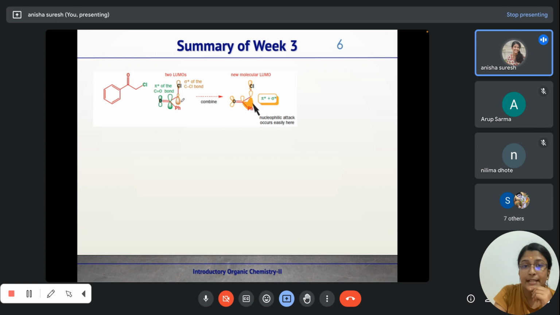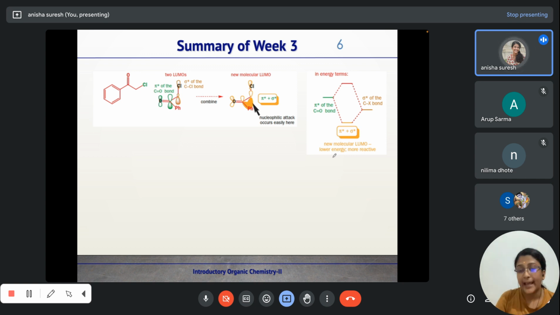This sigma star and this pi star are in the same phase, so they can combine. This will be the combined pi star plus sigma star, so nucleophilic attack occurs very easily here. Why? This is the pi star of the C=O bond and this is the sigma star of the C-Cl bond. If they combine, the resultant pi star plus sigma star, the new molecular LUMO, will have lower energy. If the energy of the LUMO decreases, it will be more reactive.